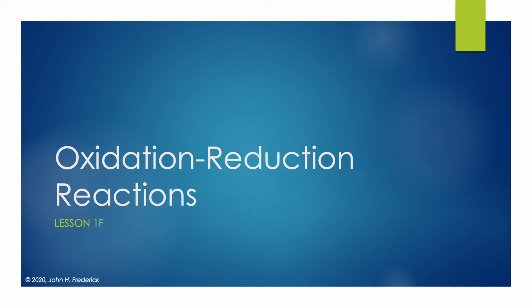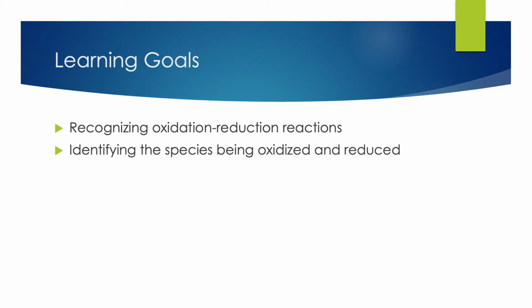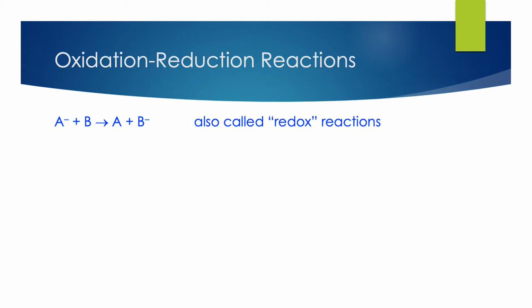The last reaction type that we'll feature in videos for this module are oxidation-reduction reactions. So our learning goals are going to be to recognize oxidation-reduction reactions and identify which species are being oxidized and which are being reduced in a given oxidation-reduction reaction. So let's first talk about generally what's happening.